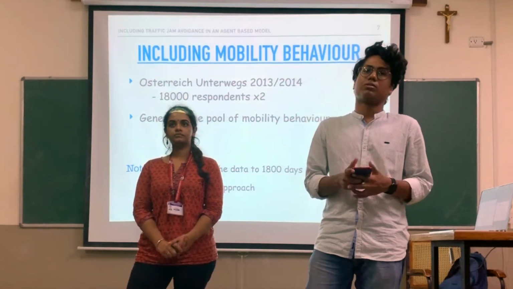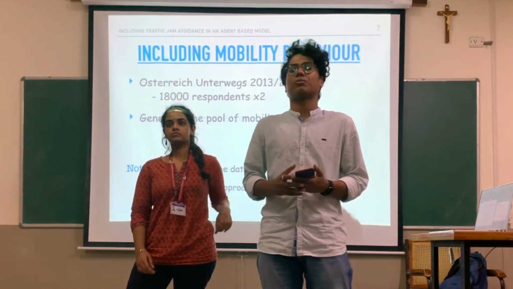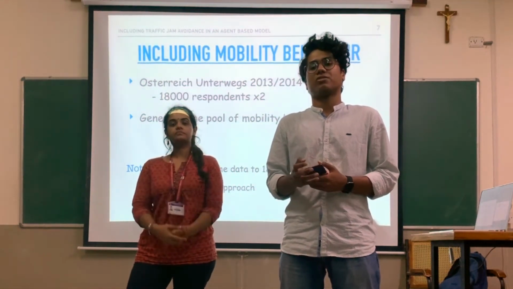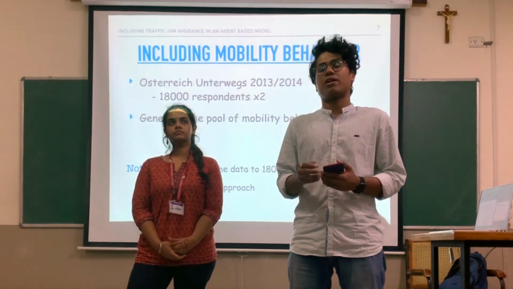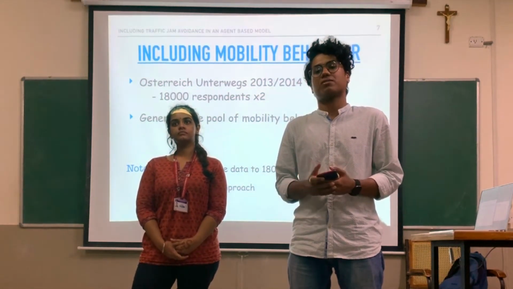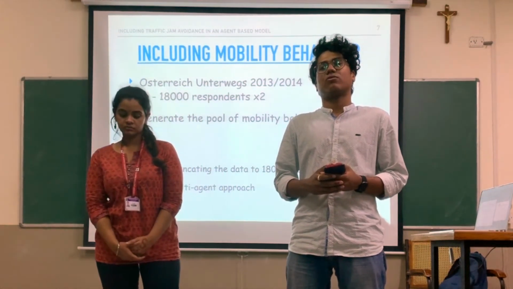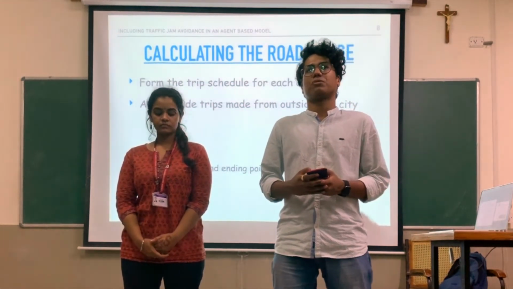Now, how did they do this? So basically, they use something called a multi-agent approach, where each entity in the model is an agent. So you assign one agent to each person based on the population density of the city of Graz, which you get from the OpenStreetMap, and then we generate the trip schedule of each person.